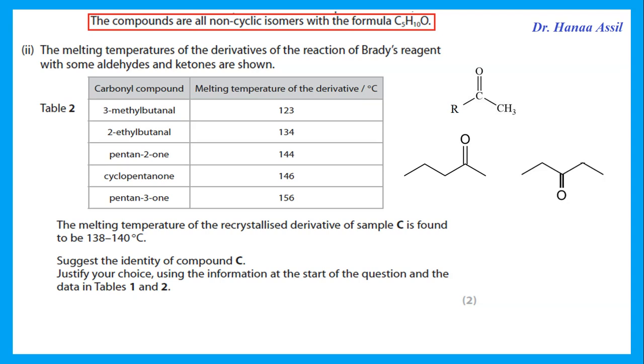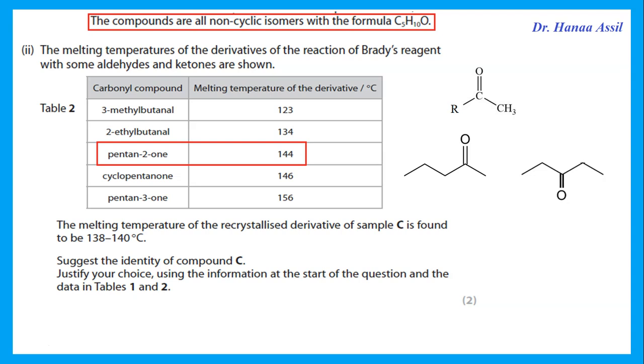No, it's not pentan-3-one, because it doesn't have that group at the end, C double bond O CH3. So actually, we should decide that it is pentan-2-one, especially since the melting temperature that he found, which is about 140, is close to the melting temperature on the table, which is 144. So we're going to decide that our compound is this one, pentan-2-one.